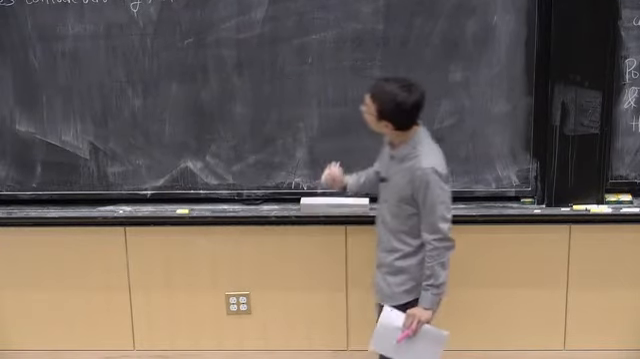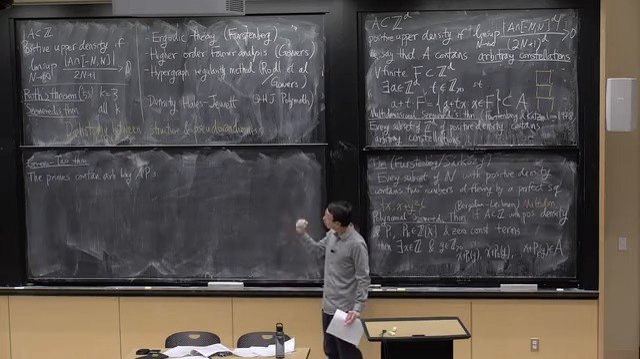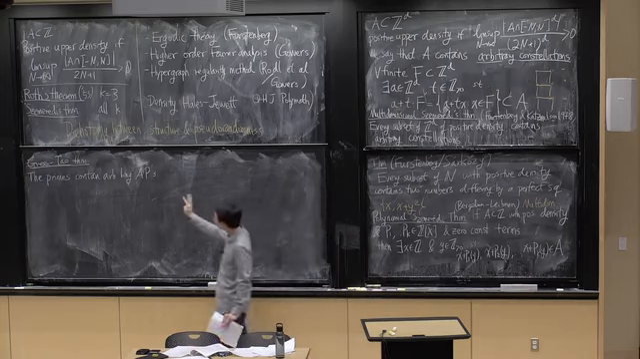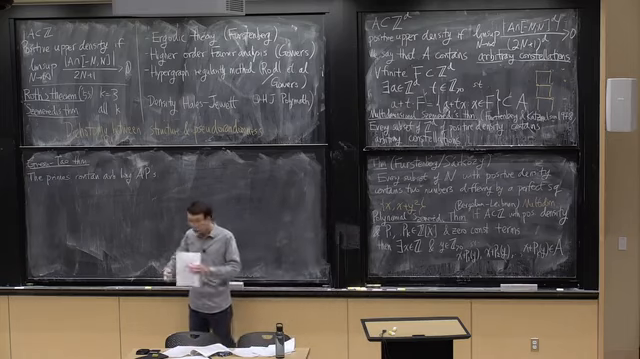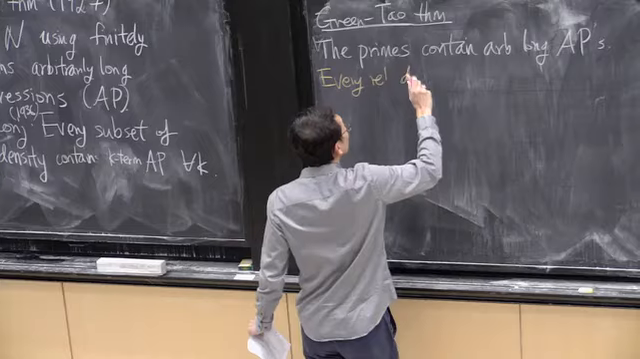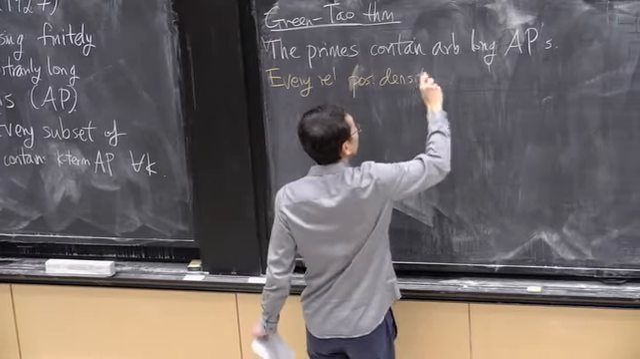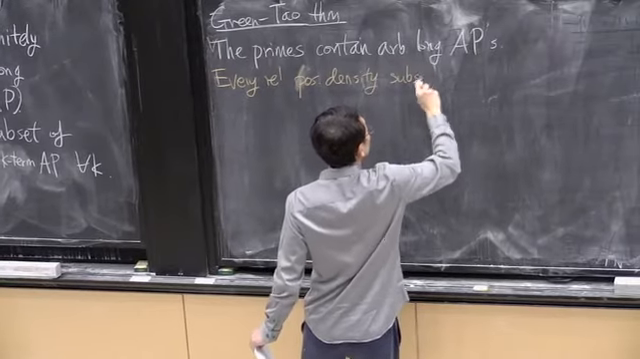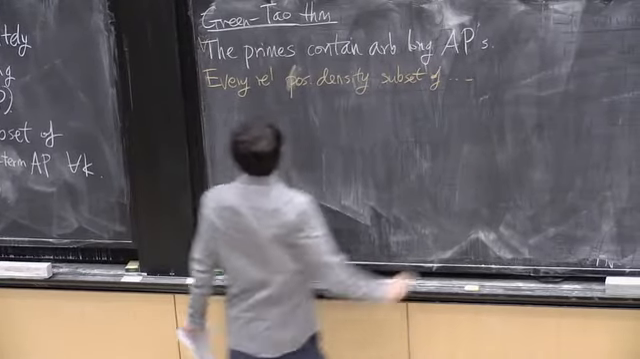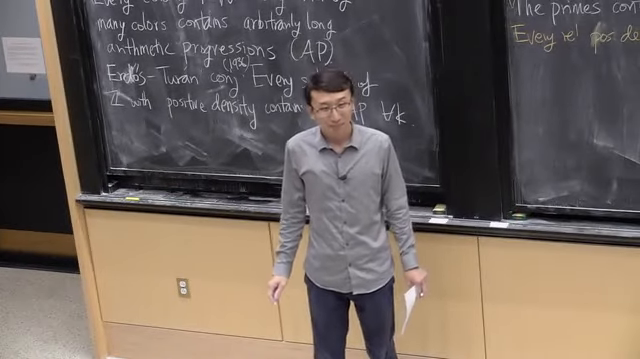So this is a very exciting technique, and as a result, Green-Tao proved not just that the primes contain arbitrarily long arithmetic progressions, but that every relatively dense, so relatively positive density, subset of the primes contains arbitrarily long arithmetic progressions.